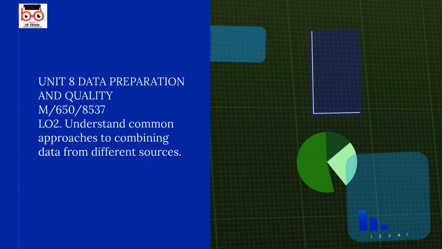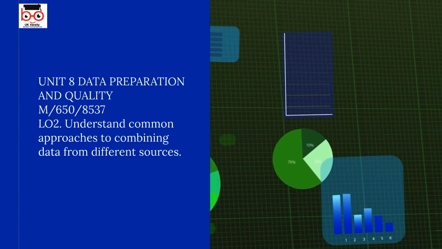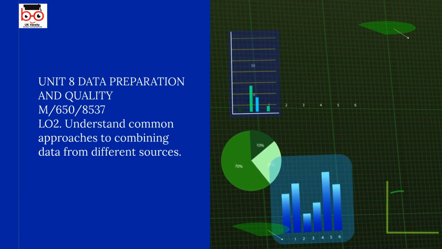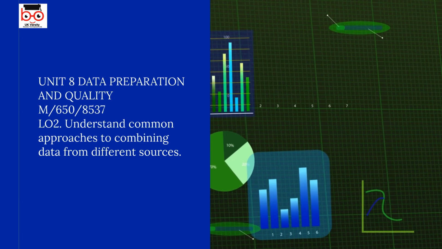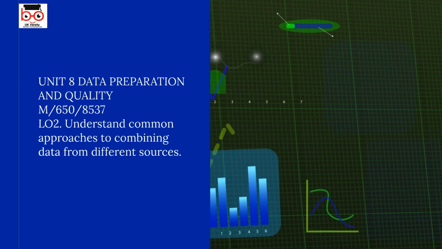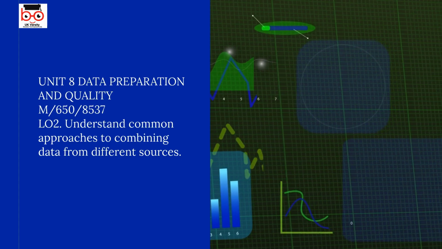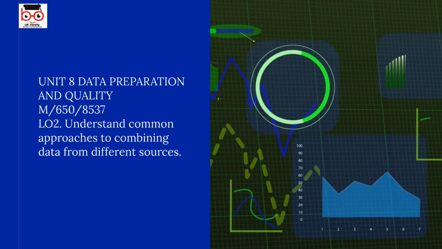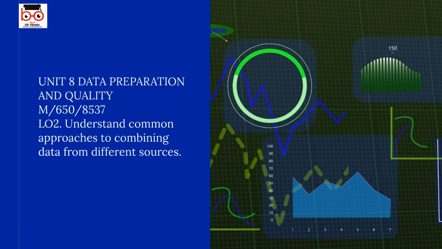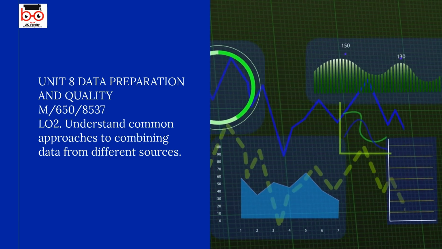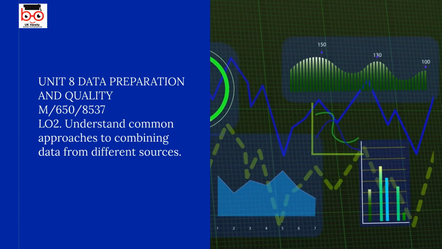Today, we will focus on Learning Outcome 2, understanding common approaches to combining data from different sources. In our data-driven world, being able to integrate data is essential. Data integration allows us to consolidate information from multiple sources to create a clear, unified view, enabling better analysis and decision-making. In this session, we'll explore the common methods used to achieve this and understand why they are so important.